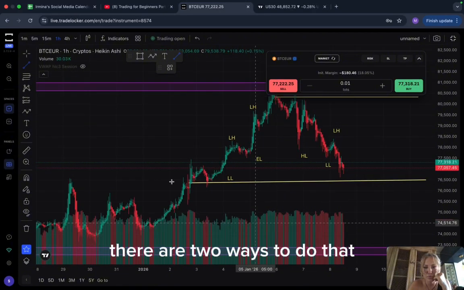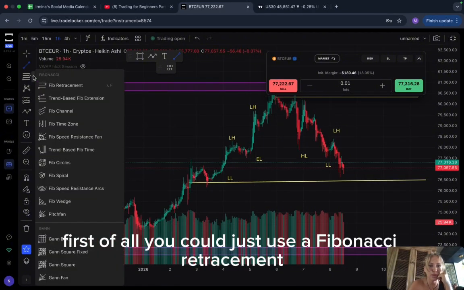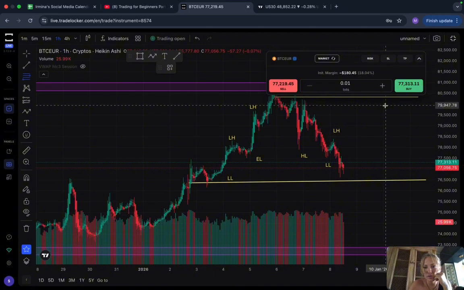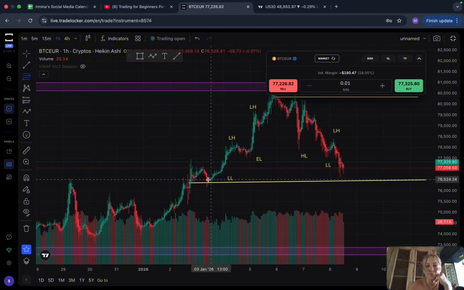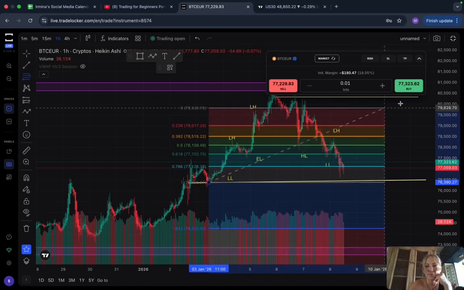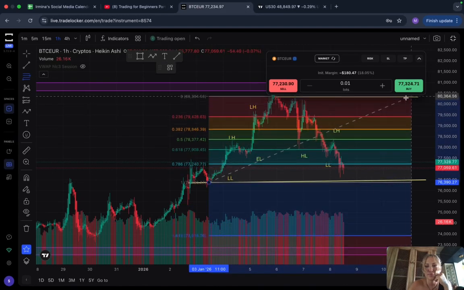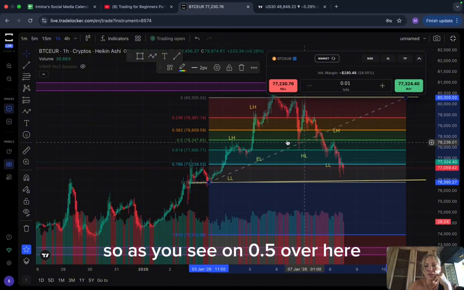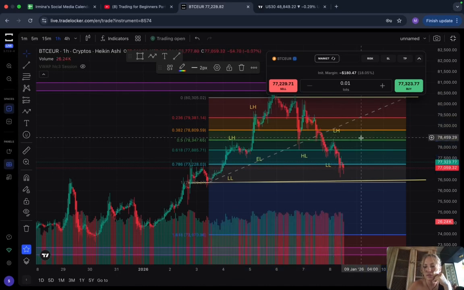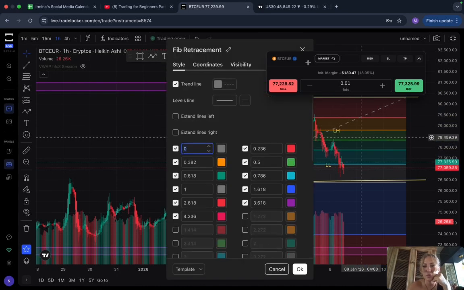There are two ways to do that. First of all, you could just use a Fibonacci retracement from the lowest point until the top. Super easy. So as you see on 0.5 over here, it's your BOS.